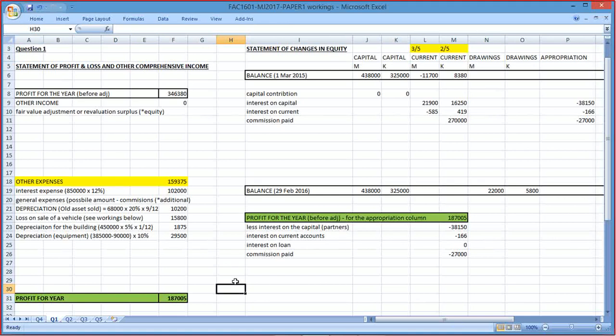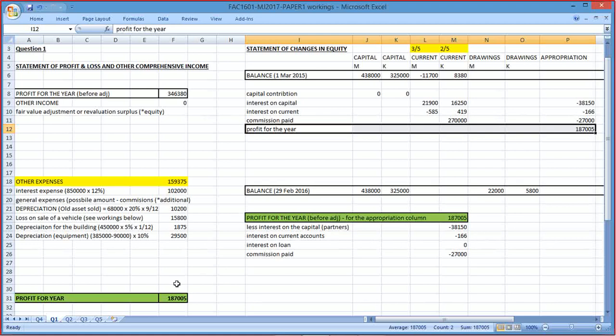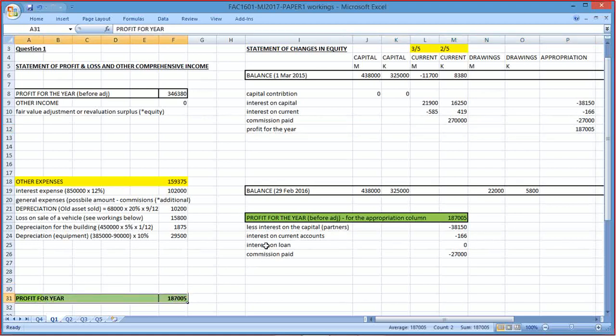Okay, so is there a profit to share? Yes, there is. Okay, so profit for the year. We're going to show profit for the year here under appropriation. It's going to be this amount. Okay, that comes from your statement of comprehensive income.